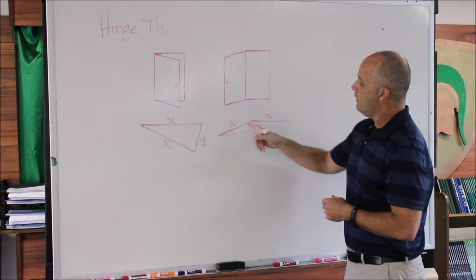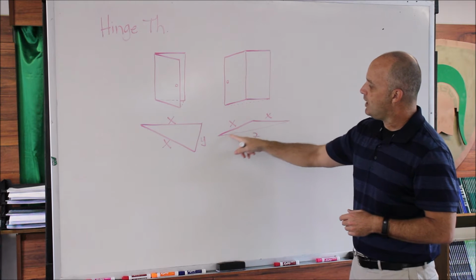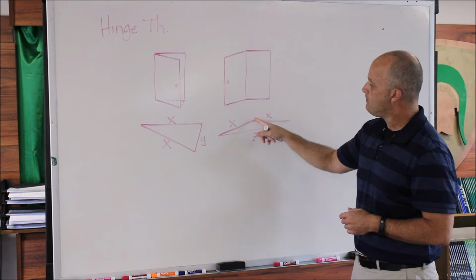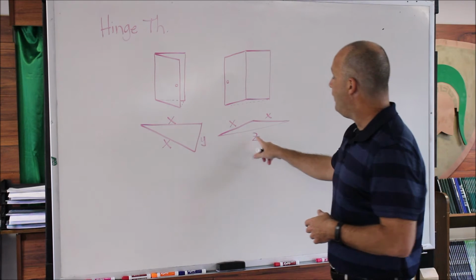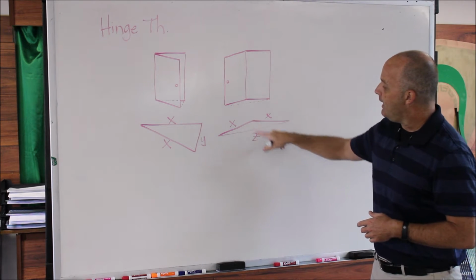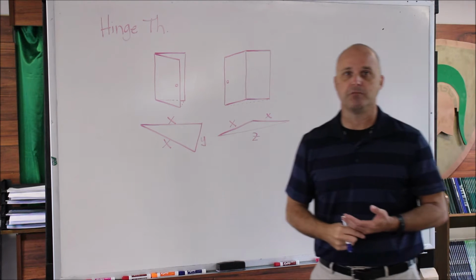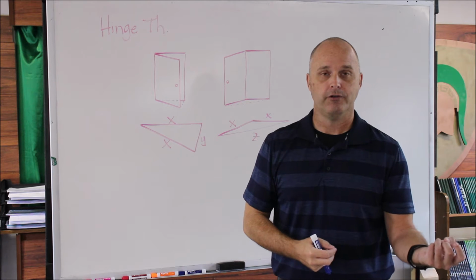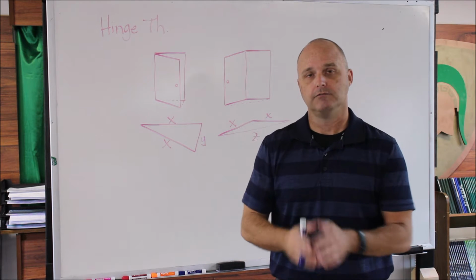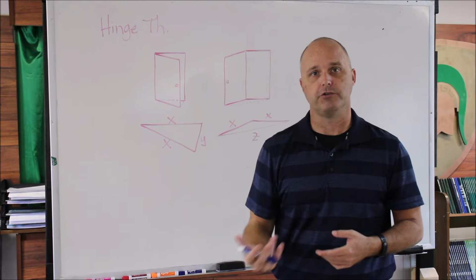And so nothing has changed with the length of the door or the length of the frame. They're still both x units long. But as we open up that angle, you can see that that third side gets much longer. So the smaller the angle, the smaller the third side. The larger the angle, the larger the third side is going to be.